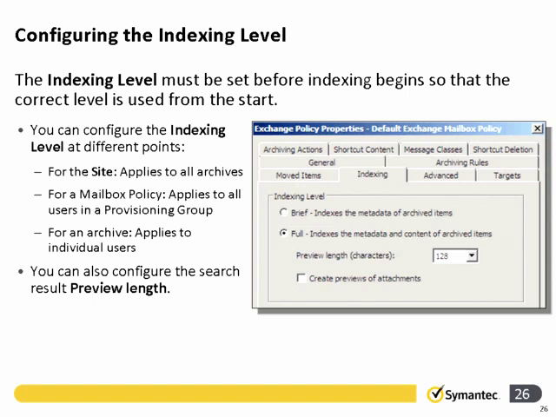You can set up the indexing level at the site level, which will apply to all the archives. You can set it up at the mailbox policy level, which will be assigned to a provisioning group, so everyone who's a member of that provisioning group will get it. You can also open up the individual archive and apply it to an individual archive if you wish.